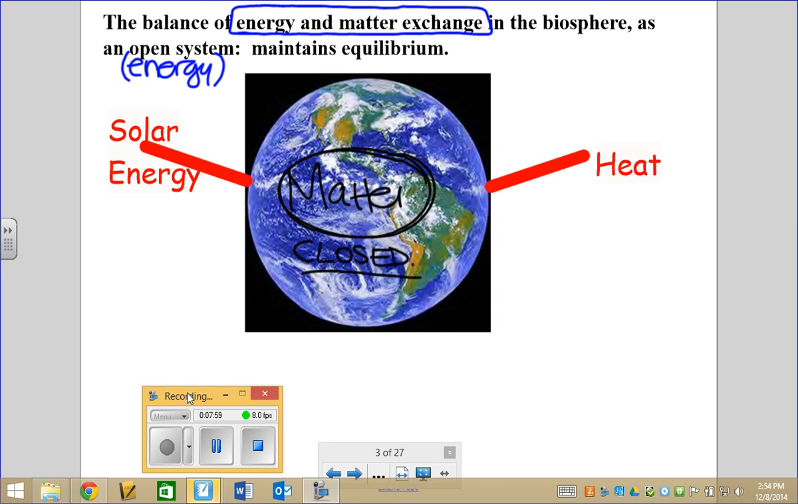So in terms of matter, it's a closed system. There's basically no new matter that has entered our planet or matter that has left our planet in billions of years. Energy comes in and out all the time, but matter is basically the same, so it has to be recycled to continue the cycle.